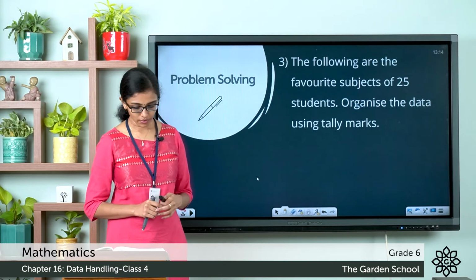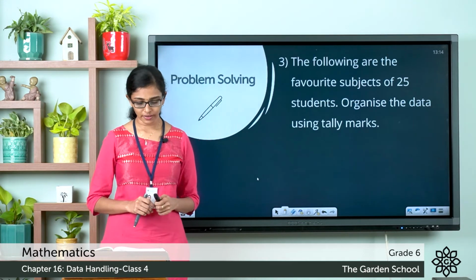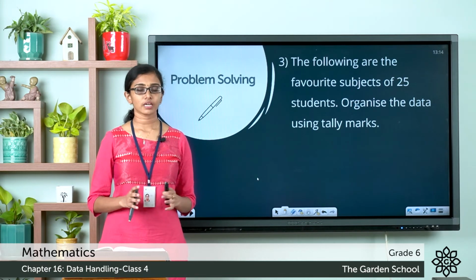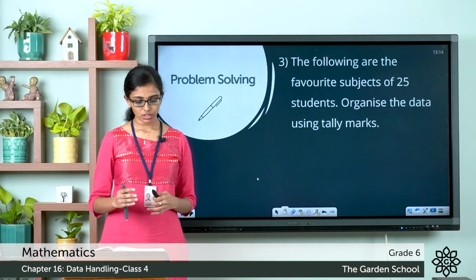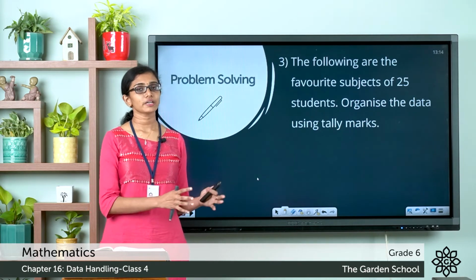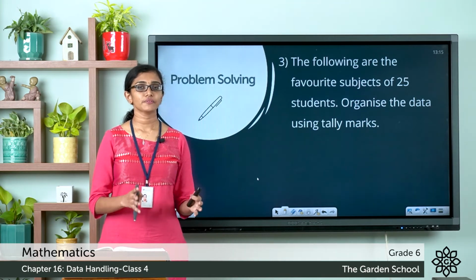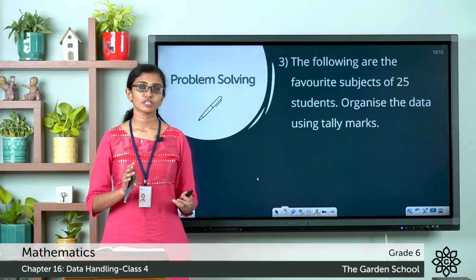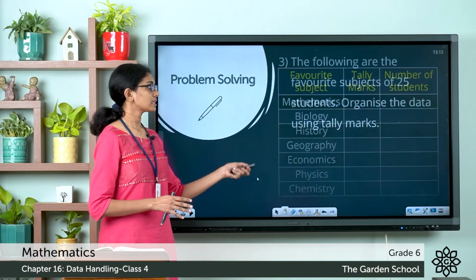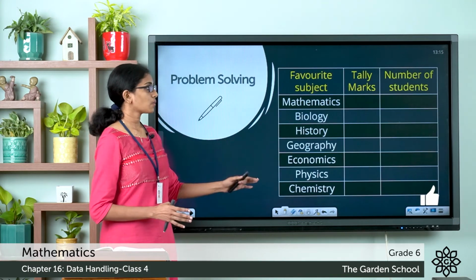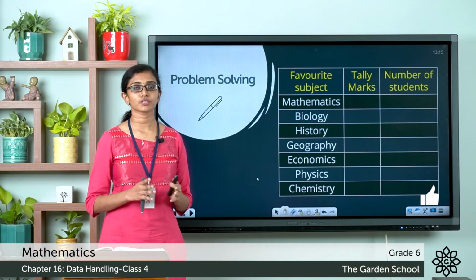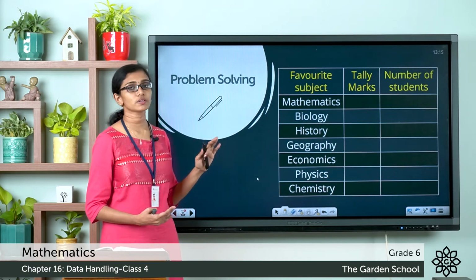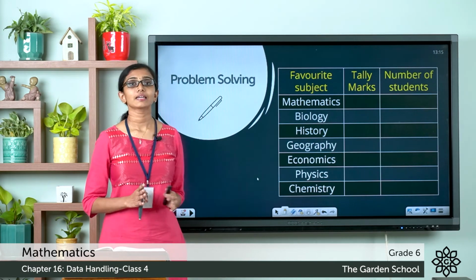It says the following are the favorite subjects of 25 students. Organize the data using tally marks. Here also you can see some raw data given. It shows the favorite subject of 25 students. You have to review the data given to you and you have to organize it using tally marks. So here also you have to draw a table, and in the first column you can list out the names of the favorite subjects of the students. So the subjects given in the list are mathematics, biology, history, geography, economics, physics and chemistry.